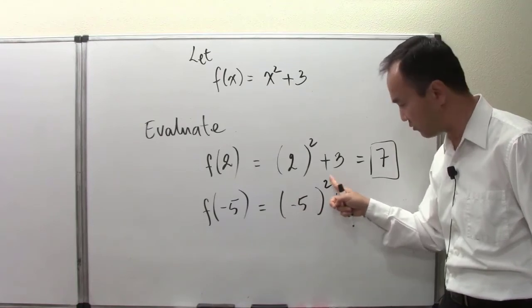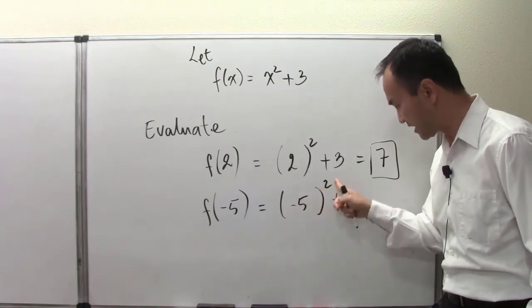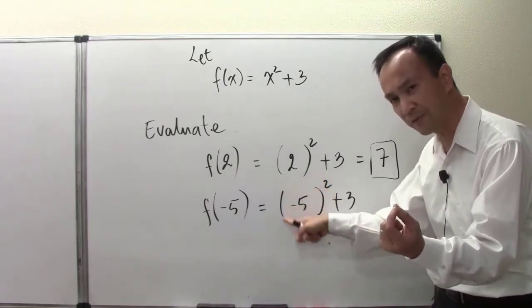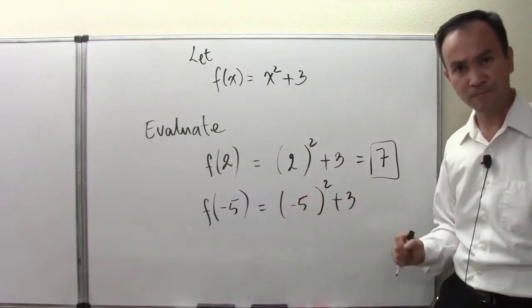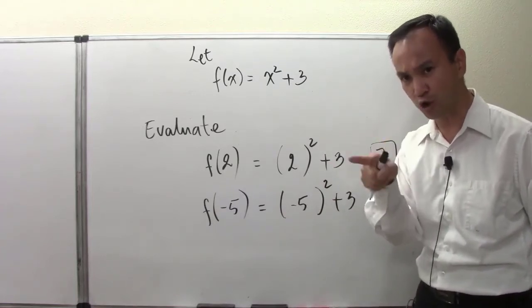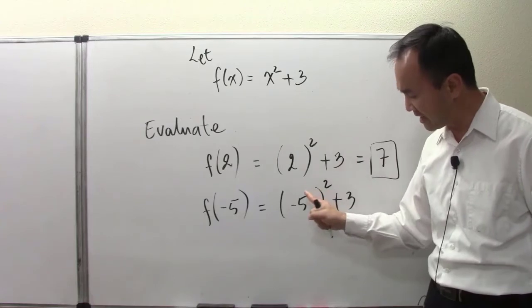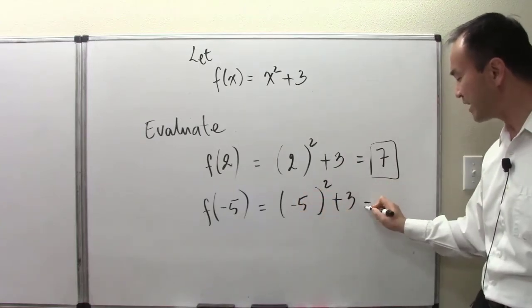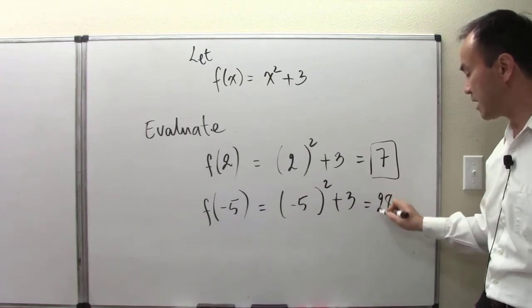So now that square, with these parentheses, tells me by the order of operations that this square is also effective for the entire negative input. So negative 5 times negative 5, or negative 5 all squared, that's how we read it out loud. It's going to be a positive 25, and plus 3. We are now looking at a positive 28.